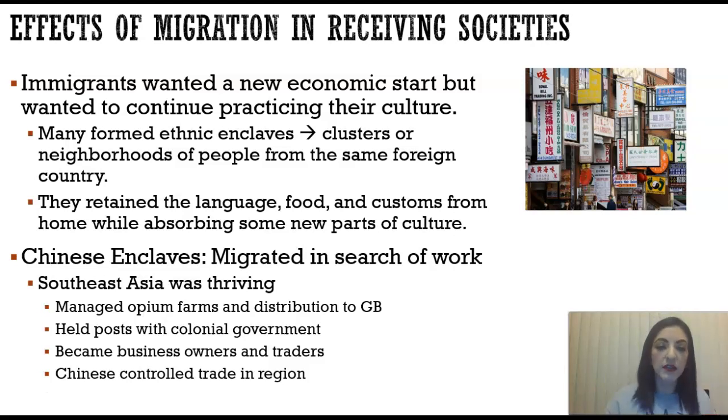So for example, Chinese enclaves: people migrated in search of work. Southeast Asia was thriving because of the opium farms. The opium farms were making lots and lots of money, especially with their distribution to Great Britain. Some people in Southeast Asia held posts with the colonial government, so that's a pretty high position also. Many of them became business owners and traders, and the Chinese in that area controlled trade in that region. So it wasn't like the other places where you had spheres of influence where another country controlled the area. In that specific area, the Chinese did control the trade in that location.